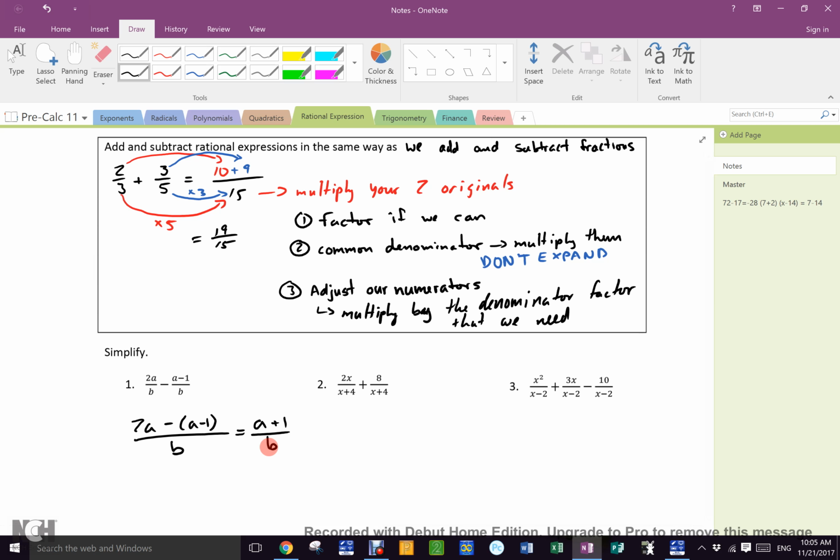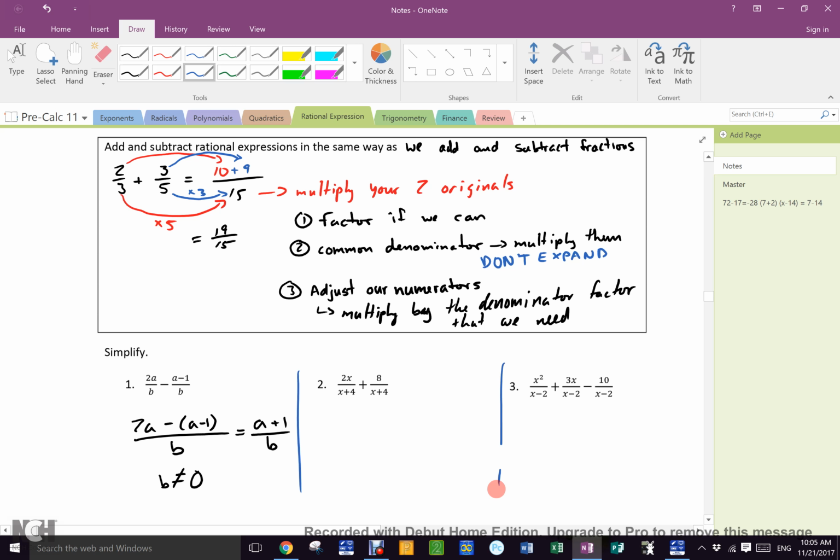Are there any restrictions? Is there any number that I'm not allowed to use here for b or a? 0, because I can't have a 0 on the bottom. So b cannot equal 0. Easy peasy, right? Everybody's good? It's just like regular fractions, yeah? All right, let's look at number 2. Can I do number 2 right now?